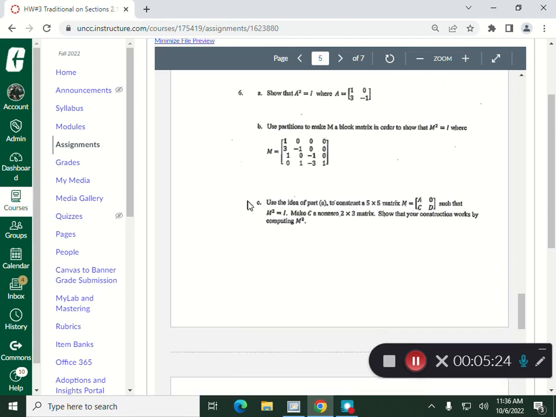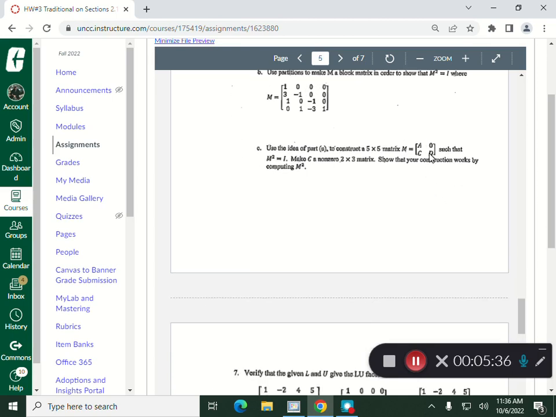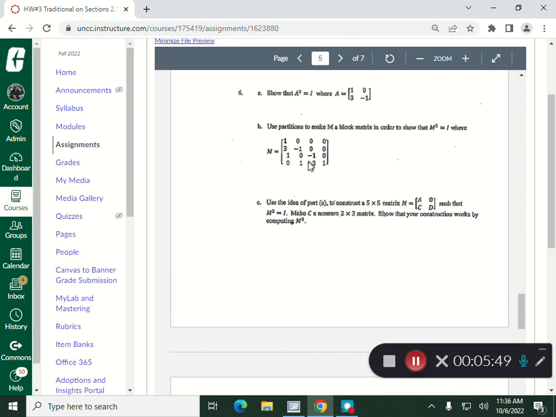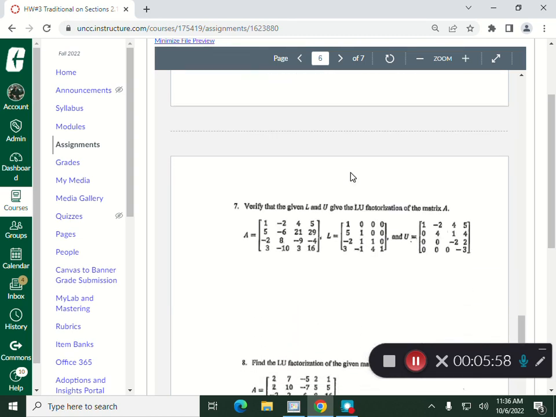And again, I want you to look at some of these questions because these are theoretical questions. In terms of partitioning, remember this one's got that upper zero thing here. We talked a little bit about that. And you've got this form of A, 0, C, D for M, and M squared equals the identity there, okay? So make a 2 by 3 matrix to show your construction, and show your construction works by computing what M squared is. So again, something to play with. It's more of a theoretical question there.